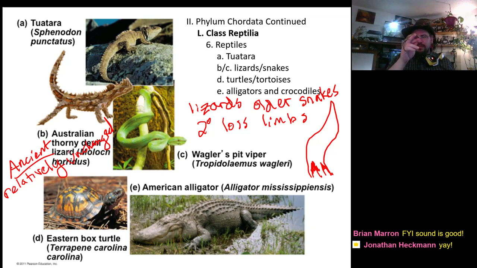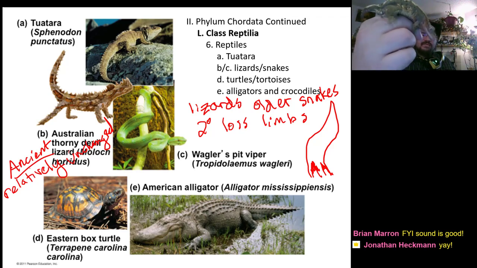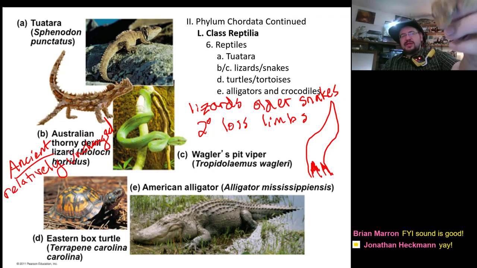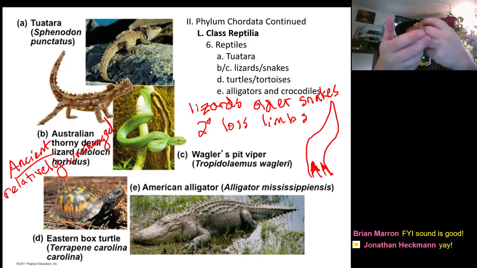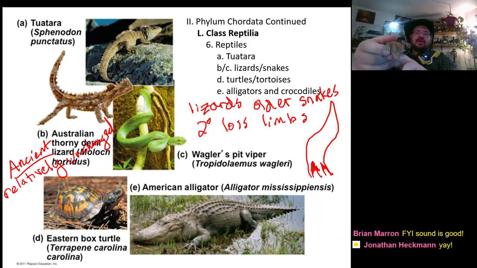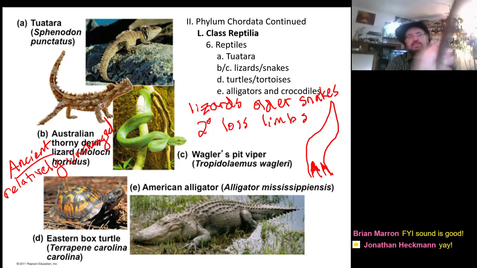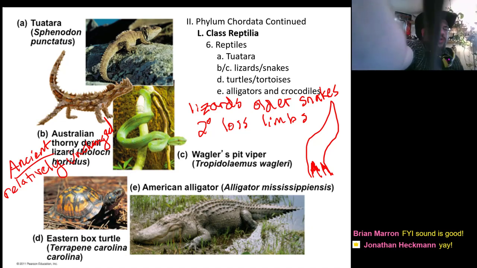Some lizards, like my gecko, I don't know if I can get it close enough, have an adaptation for buccal pumping air over their lungs. So they can use the muscles in the bottom of their oral cavity and their throat in order to push air over their lungs.